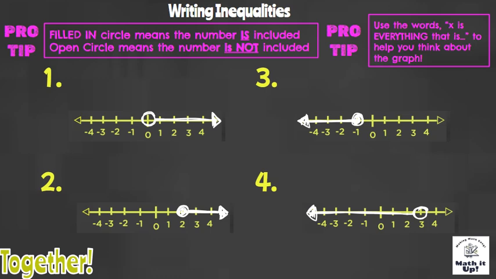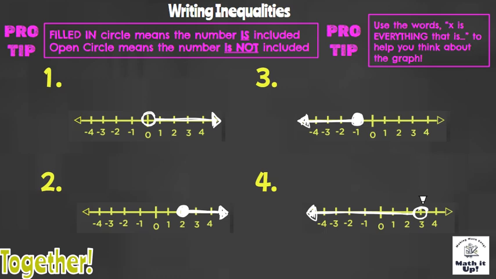Remember that a filled in circle, such as this, means that the number is included in the answer. And if it is open, it's just a ring, an open circle, it means the number is not included. So every number right up to that number is included, but not that number specifically.